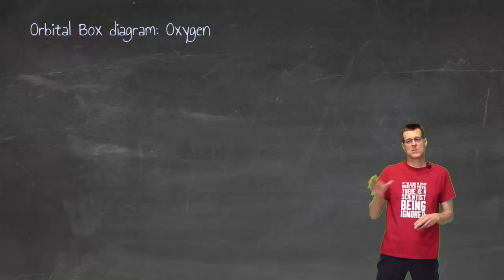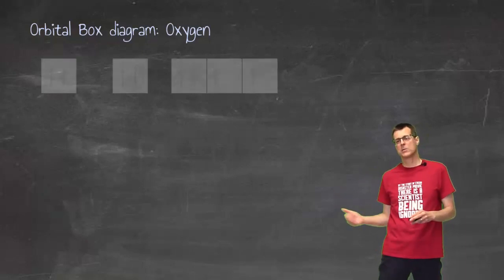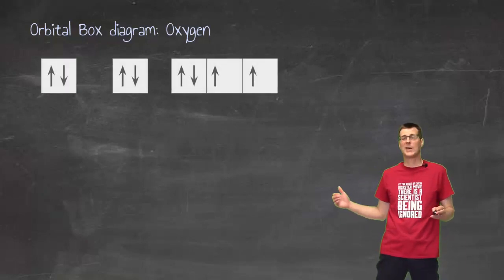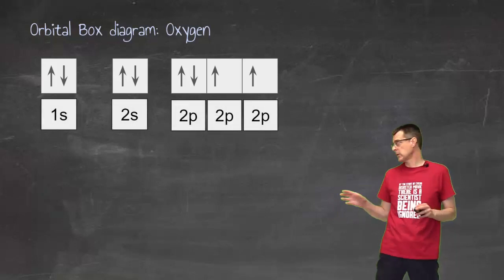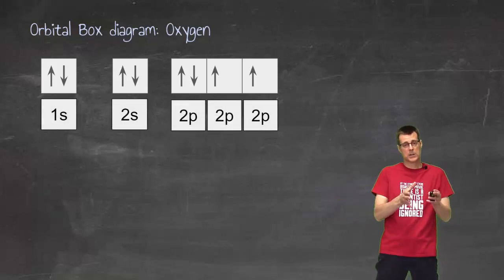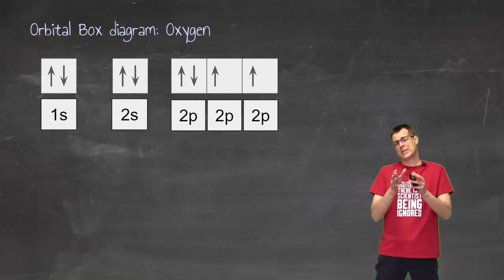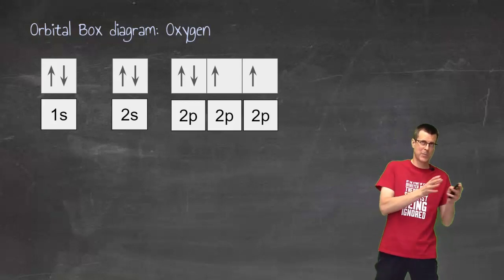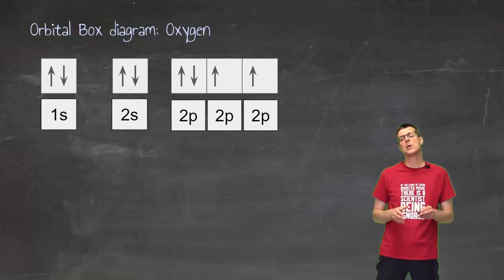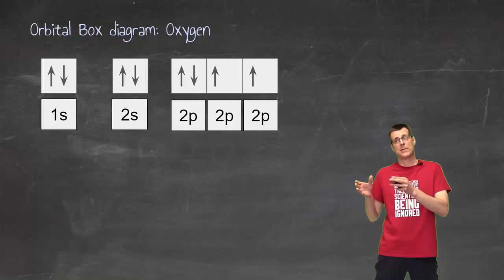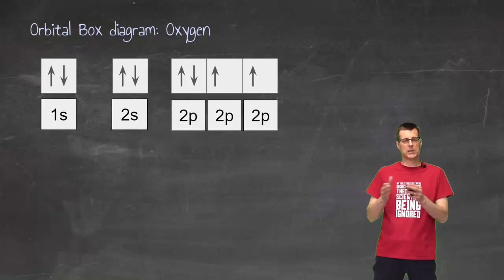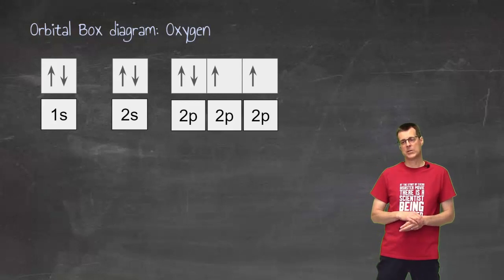So our last stop was orbital box diagrams, and I'm going to do the orbital box diagram for oxygen. Here we've got electrons in the first energy level in the s orbital, electrons in the second energy level in the first sub-energy level, the 2s orbital, and then 4 electrons in the set of orbitals in the second energy level and the second sub-energy level, the L equals 1 sub-energy level. So it looks like this.